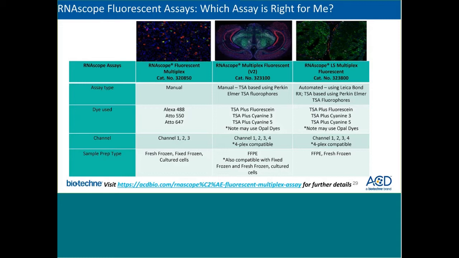The second assay, the Multiplex Fluorescent V2, utilizes PerkinElmer's TSA fluorophores or Opal dyes and was developed with FFPE or paraffin-embedded tissues in mind to help address the autofluorescence issue. This assay can also be followed up with immunofluorescence, for which we have a technical note up on the support page. With the additional purchase of a 4-plex ancillary kit, the assay will also allow for 4-plex capability to detect 4 mRNA markers simultaneously. The LS Multiplex assay is similar to the V2, which also utilizes the TSA Plus or Opal dyes, but is completely automated on the Leica BOND RX system.